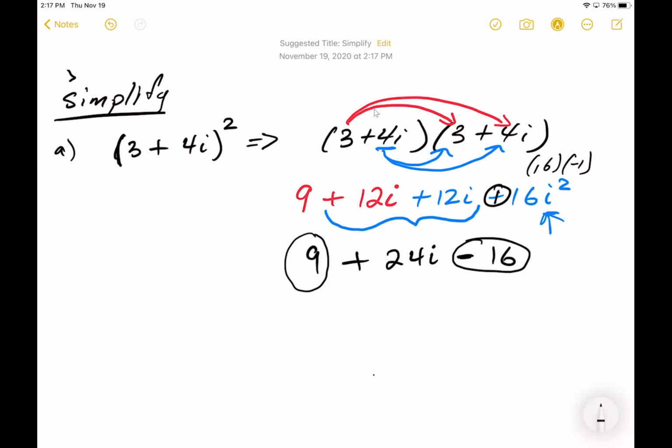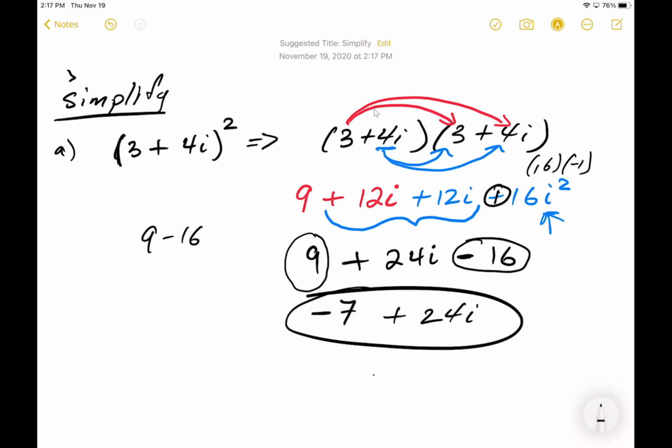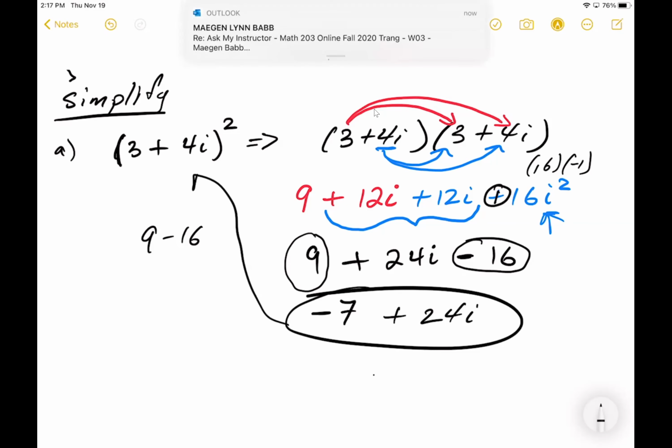What is 9 take away 16? Well, 9 take away 16, do you agree that a smaller number take away a bigger number, you still have a negative? In this case, you have a negative 7 plus the 24i. And that is your answer. That is what you simplify to for that problem there.